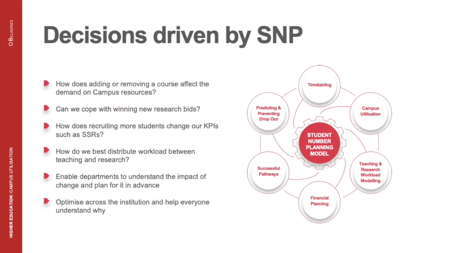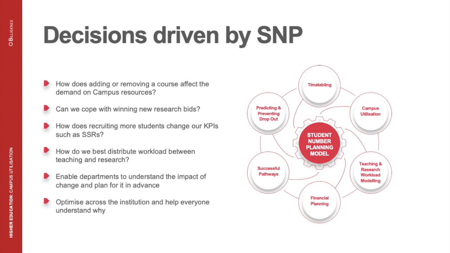So just to highlight just how interconnected the student number planning process is with the campus utilization, we also need to think a bit wider and understand its impact on the teaching and research workload modeling. Obviously, we mentioned financial planning, but the timetabling element and the predicting and preventing dropout. We want to answer questions like, how does adding or removing a course affect the demand on campus resources? Now, that's not a one-word answer that you'll get from that. You have to look at the various strands that question can affect.